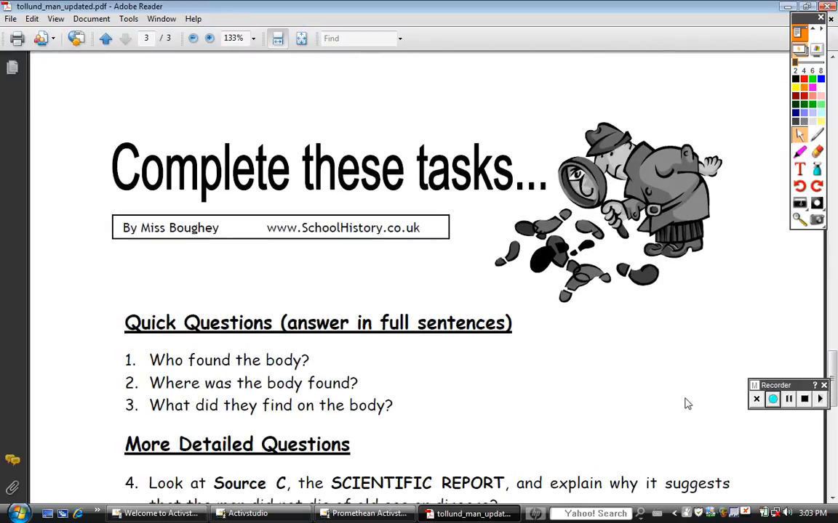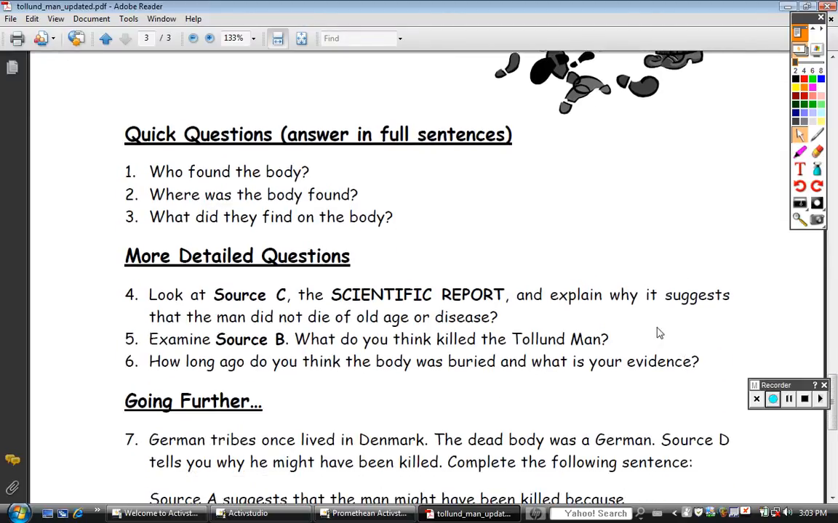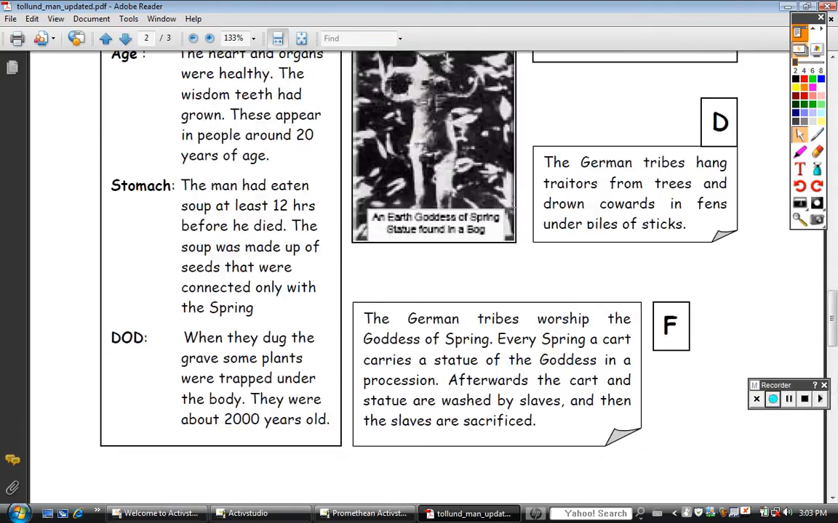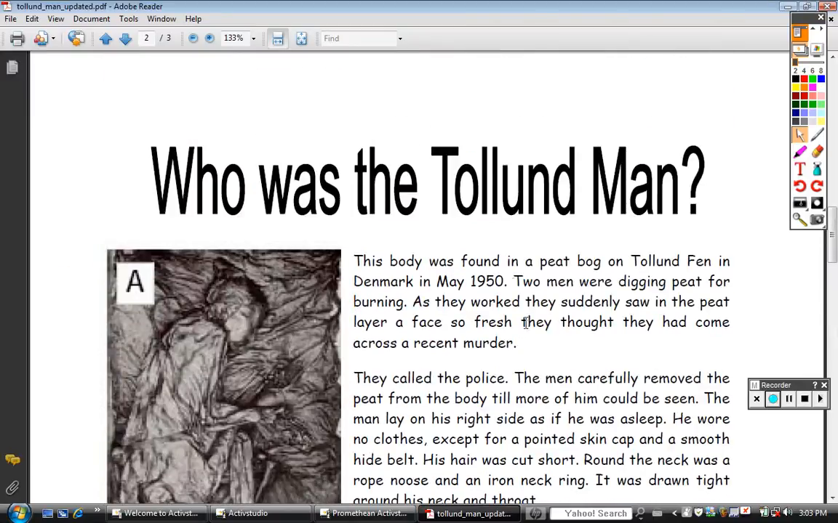These are the tasks that you have to complete. Questions: Who found the body? Where was the body found? And what did they find on the body? So if we go back, who found the body? Two men who were digging up peat for burning.